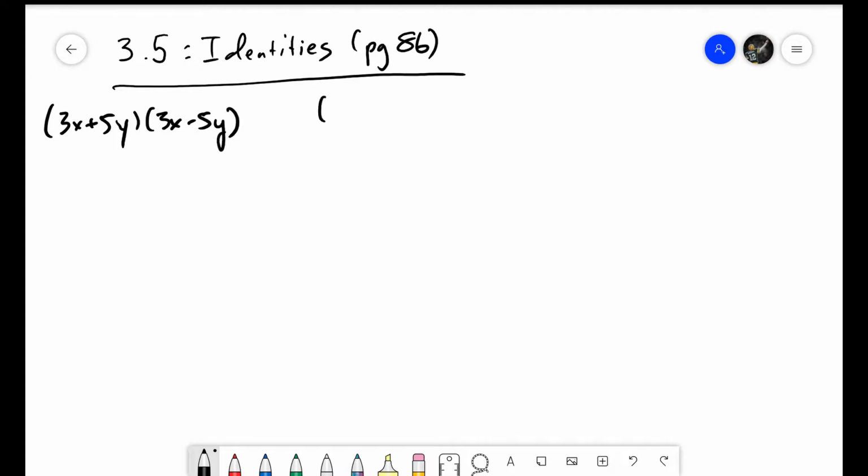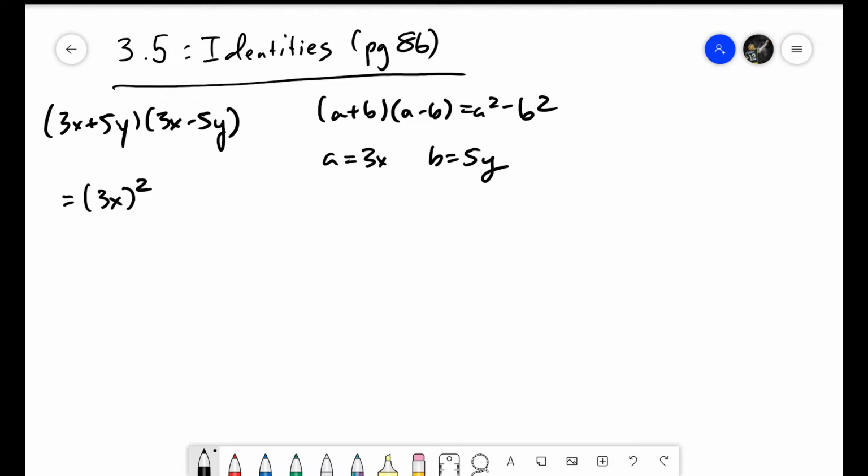Next problem is to simplify (3x + 5y) times (3x - 5y). So this is an example of the (a + b) times (a - b) identity, and that's equal to a squared minus b squared. In this case, a is equal to 3x and b is equal to 5y. So that means this is equal to (3x) squared minus (5y) squared, which is equal to 9x squared minus 25y squared.